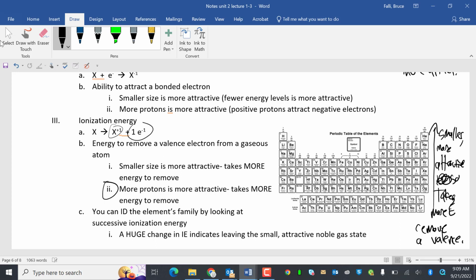So when we go across, you have more attractive protons. So, and smaller. So takes more energy to remove.